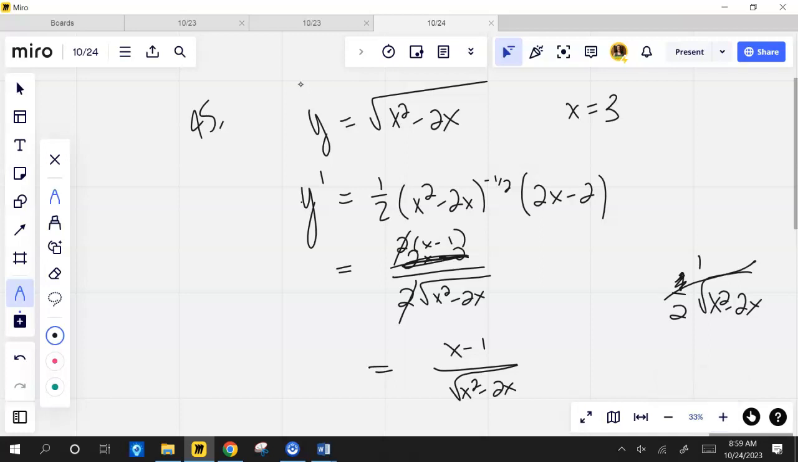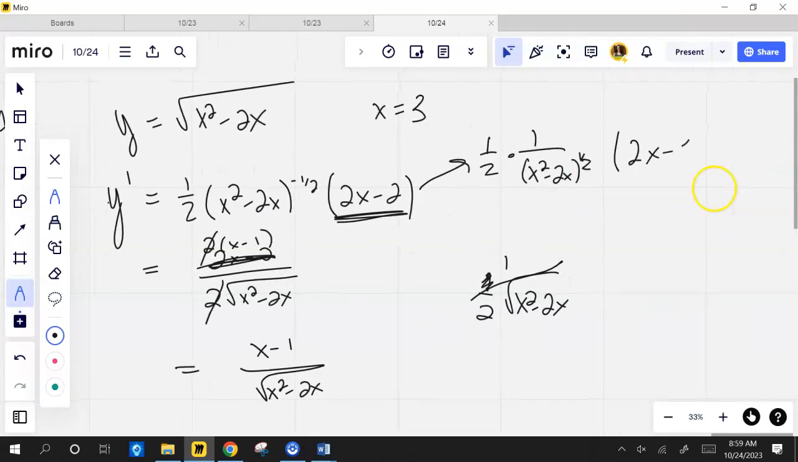Is that the equation of their tan line? No, because that wouldn't make sense. 2x minus 2 is the chain. That's right. Their derivative, that's what I have. Look, if you do this, 1/2 times, this would put this in the bottom, 1 over x squared minus 2x to the 1/2. And then your chain is 2x minus 2. That's exactly right. So 1 over 2 square root x squared minus 2x, and then the chain is 2x minus 2.